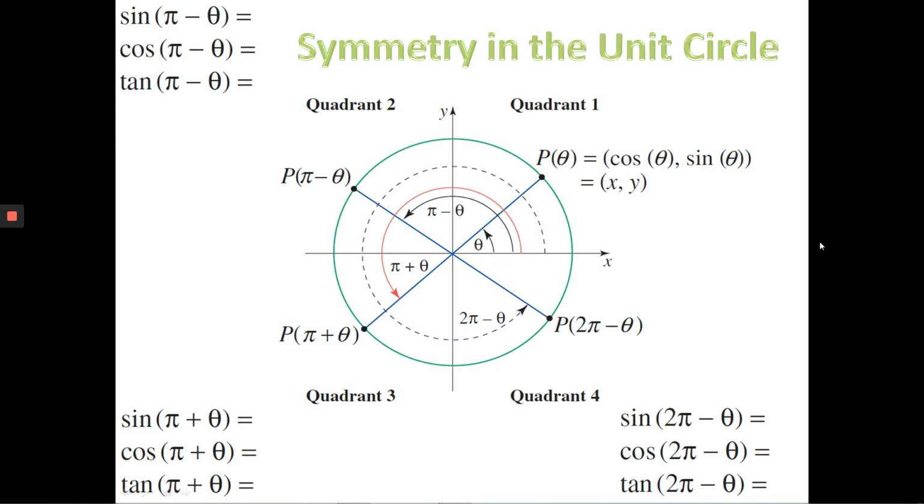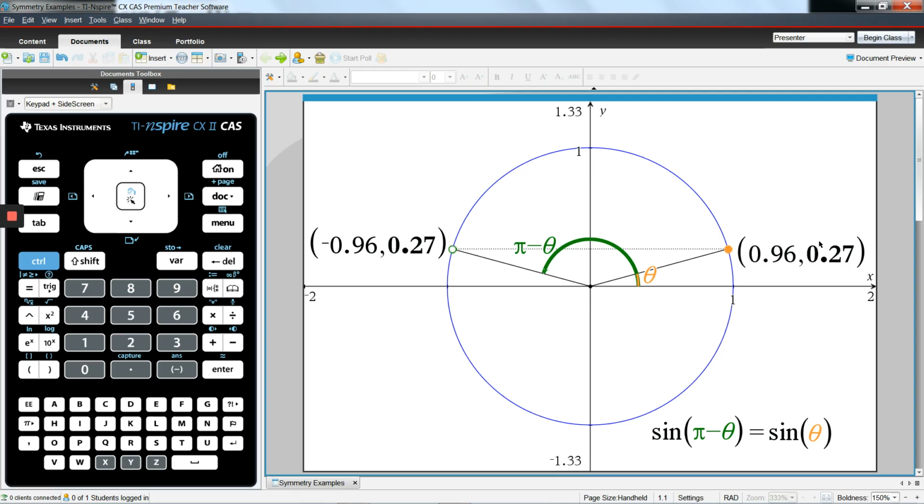We'll be looking at symmetry in the unit circle. Okay, so to start off, let's look at what one of the symmetry properties of the sine function is.